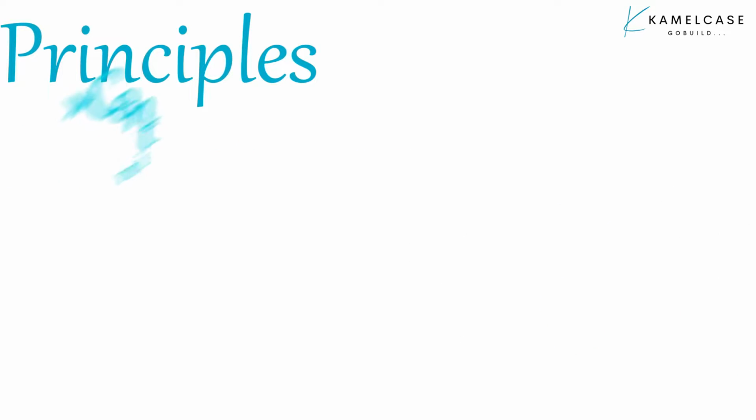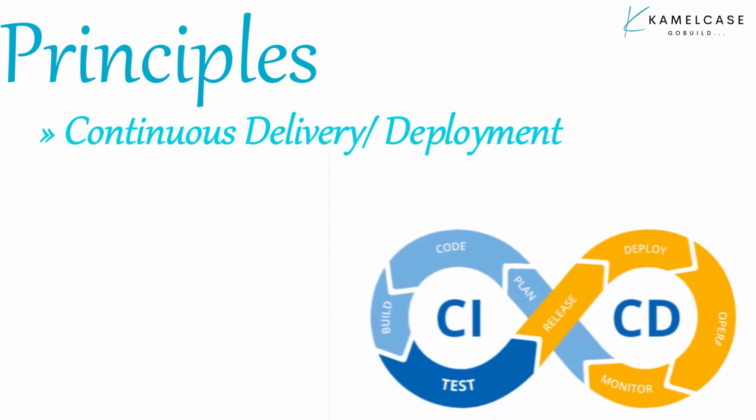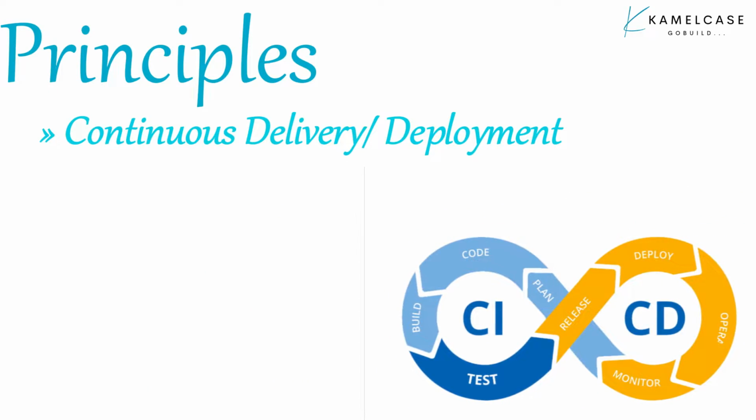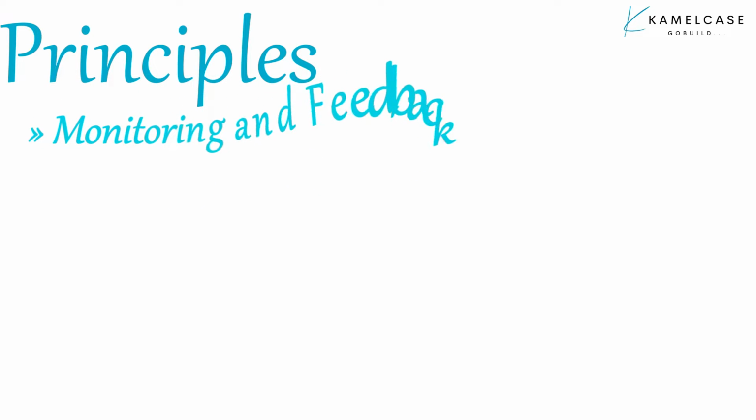Likewise, we have the continuous delivery, also known as continuous deployment, principle. DevOps continuously delivers code to staging or production environments, making it ready for release at any time. For example, automatically deploying code to a staging environment after successful CI tests, allowing for manual or automated approval before deploying to production.